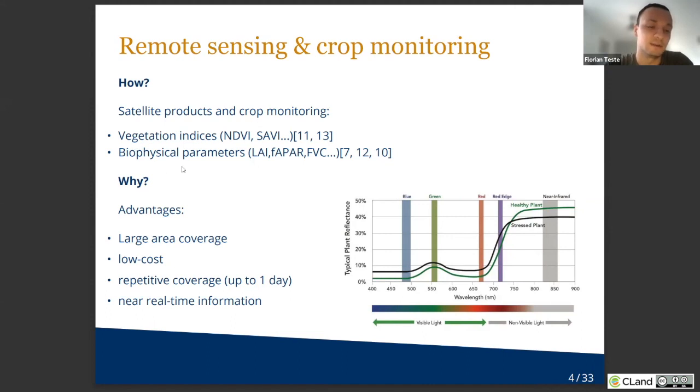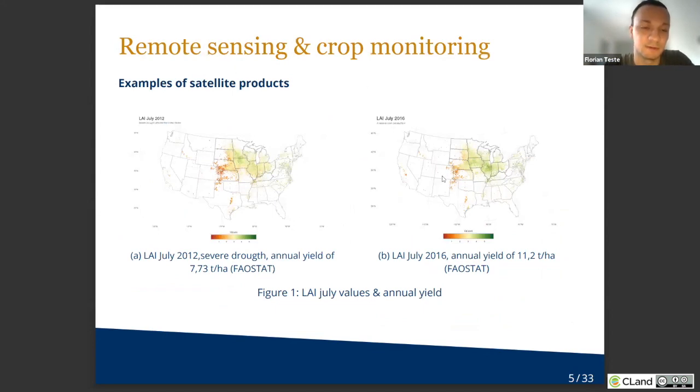You can even estimate some biophysical parameters, such as the leaf area index, the fraction of absorbed photosynthetically active radiation, the fraction of vegetation cover, and many more. And what is even more interesting with remote sensing data is that you can have data about almost the whole planet for free. And for some places, you can even find daily data. So I just put two examples to illustrate how you can monitor the crop.